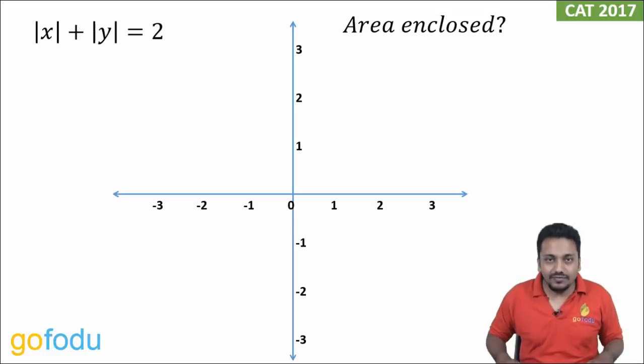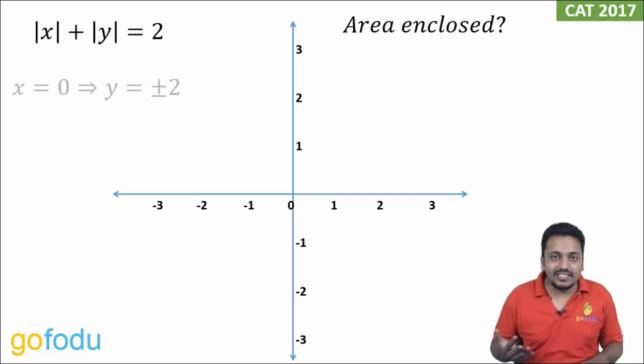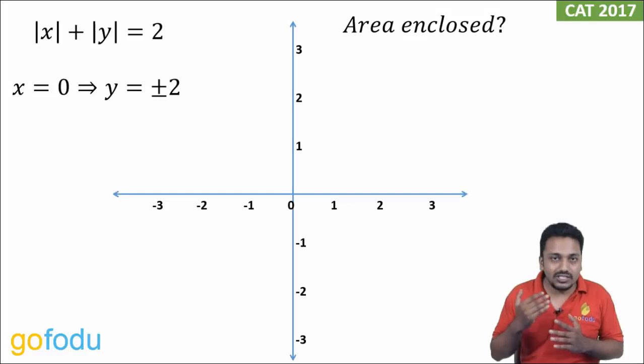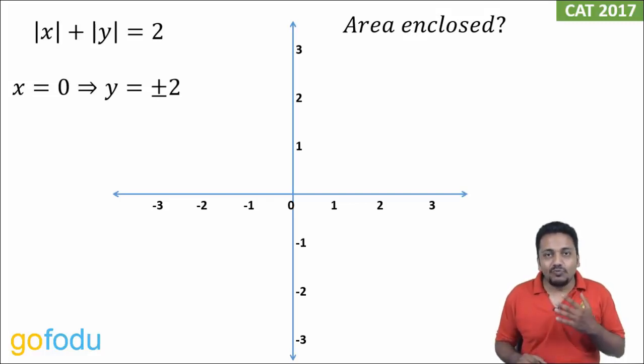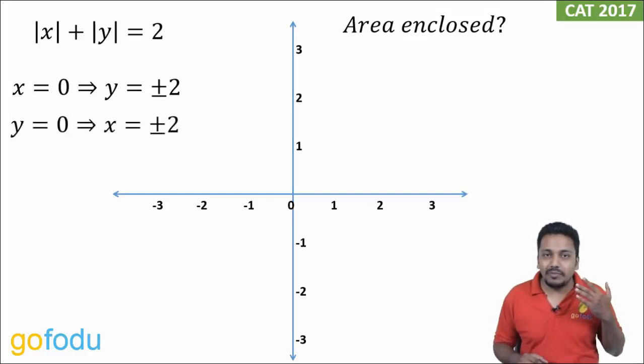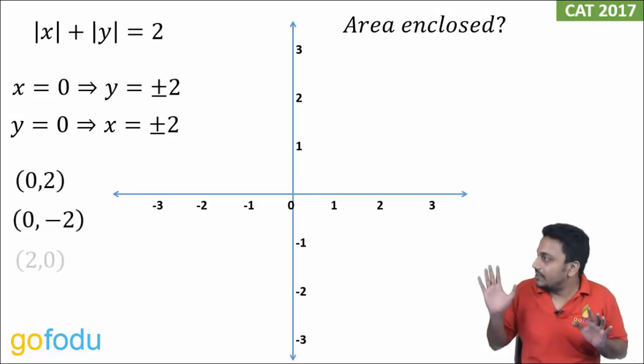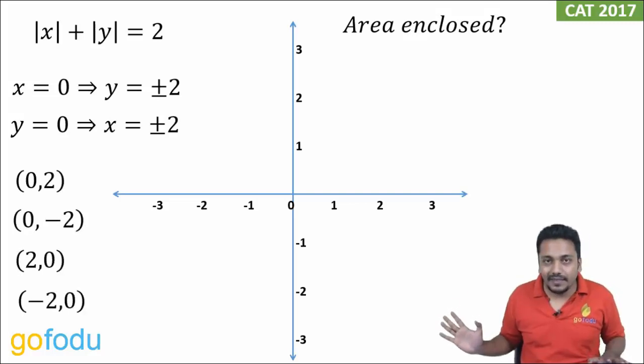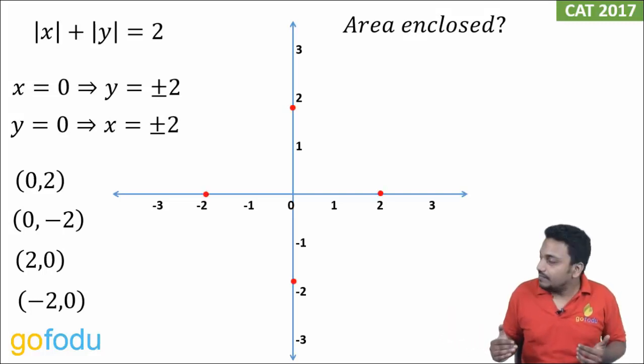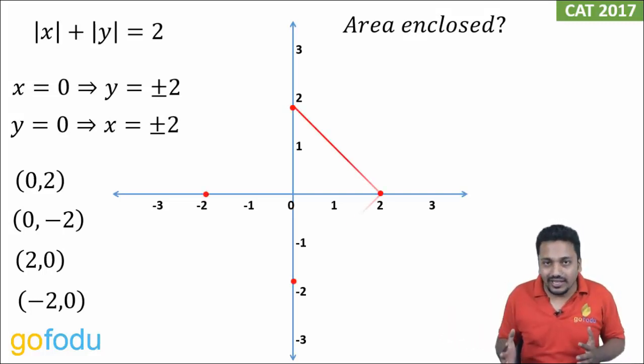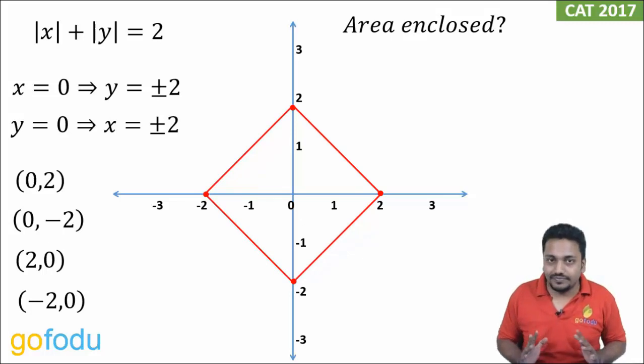Now let's plot the graph. Put x is equal to 0, y will come out as plus minus 2. Put y is equal to 0, x will be plus minus 2. So these are the 4 points that we have got, right? Plot them and join them to get the final graph.